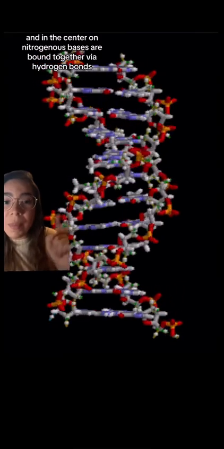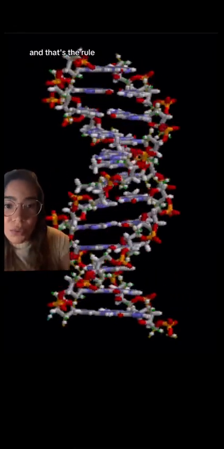DNA is a double helix, and it resembles a bendy ladder. And in the center, our nitrogenous bases are bound together via hydrogen bonds and create what are known as base pairs. There are rules to this, okay? So adenine and thymine are bonded together, and cytosine and guanine are bonded together, and that's the rule.